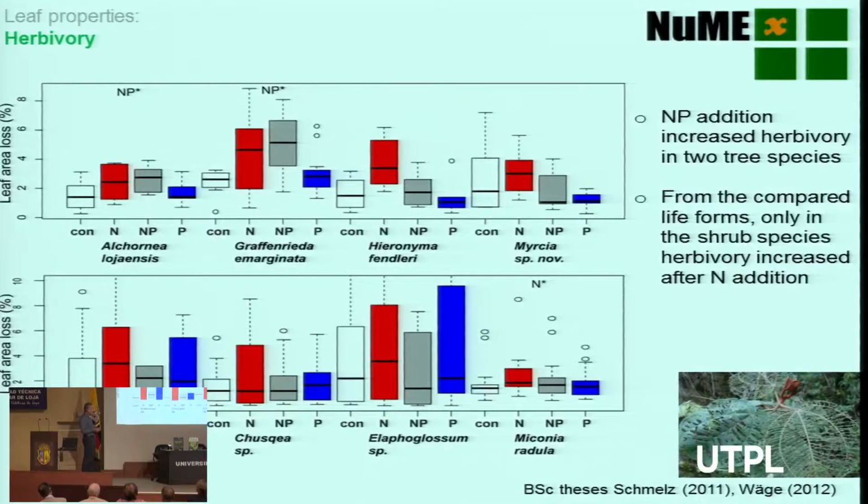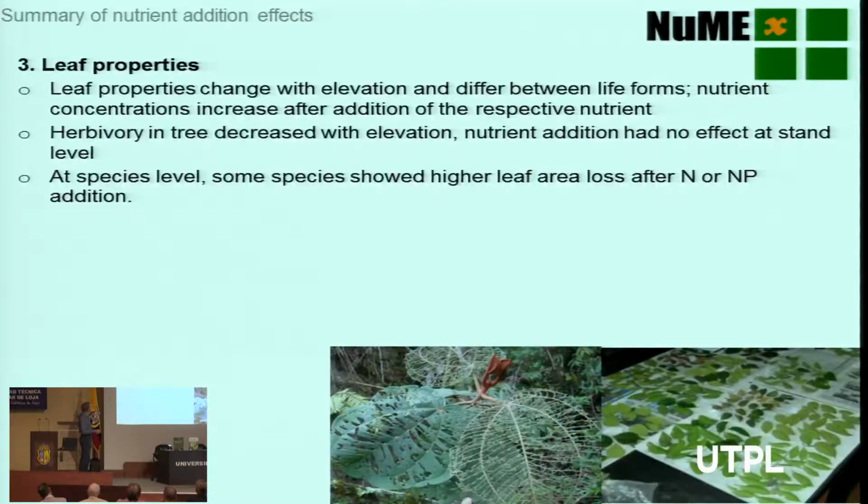But what we also did some years before, we also looked at single species. We collected leaves from different species and compared the different treatments. And you can see here, for example, this upper panel shows 4 tree species from San Francisco, and the lower panel shows different life forms from San Francisco. Here's a terrestrial herb, a bamboo species, a fern, and a shrub species. And what you can see, there are some species which are affected, where herbivory is increased, especially where we add nitrogen, or the combination nitrogen and phosphorus. So I think that's one very important point.